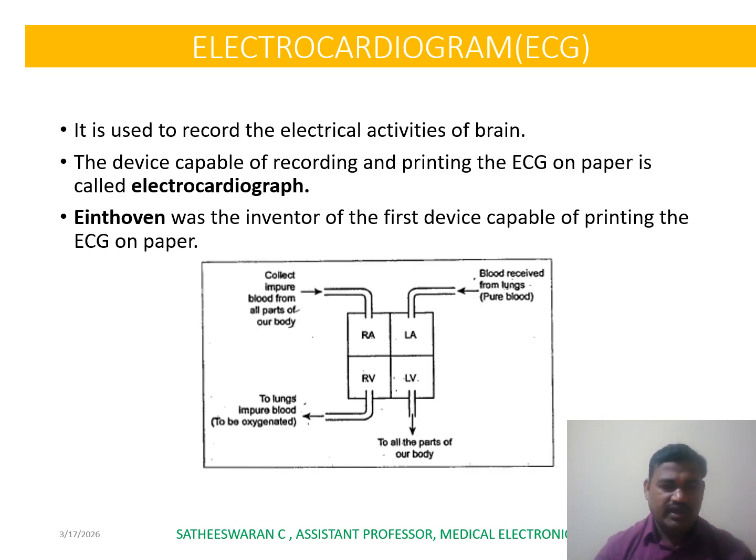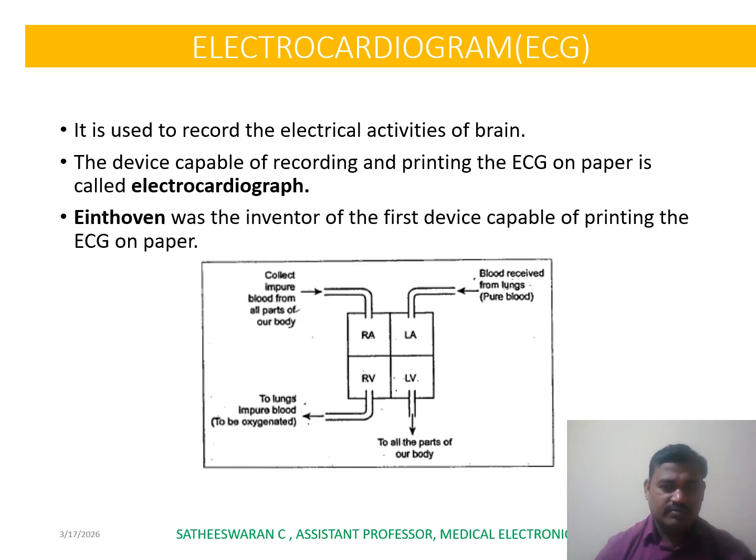The first valve, the right atrioventricular valve. This is known as the tricuspid valve, otherwise called the right atrioventricular valve. It is located between the right atrium and right ventricle. It prevents the backward blood flow from the right ventricle to the right atrium.